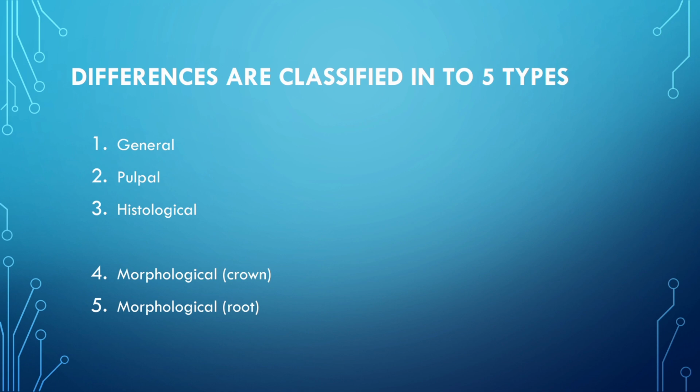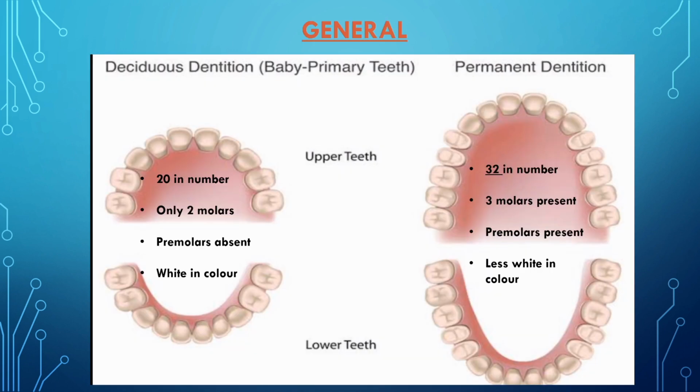The differences between primary and secondary dentition can be broadly classified into 5 groups: general, pulpal, histological, morphological characteristics of both crown and root. There are basically 4 general differences for both these dentitions. One is based on its number, then based on its color, and the presence or absence of premolars or molars.